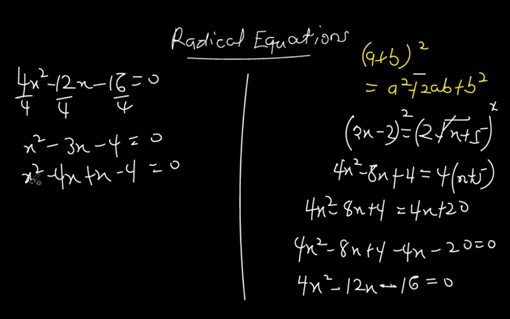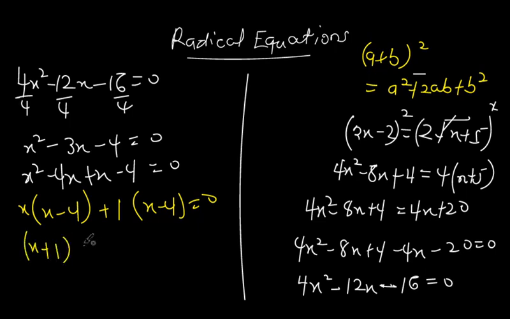So from here we can just factorize x out. Let me use another color for that. So we have x outside the bracket, then x minus 4 over here, then plus here we have x minus 4, sorry. So it means 1 is common over there, so 1 into the bracket x minus 4 is equal to 0. So we have here x plus 1, x minus 4 is equal to 0. So from here x is equal to either negative 1 or x is equal to what? 4. Okay, so this is how we solve radical equations.